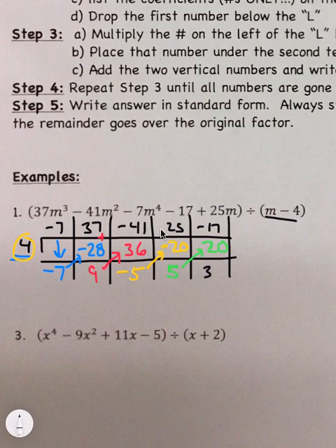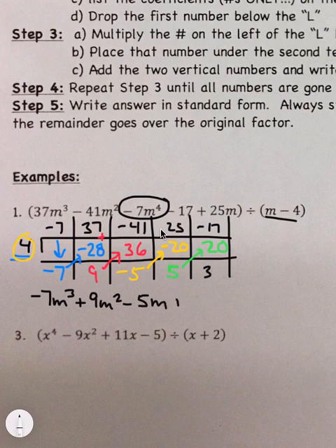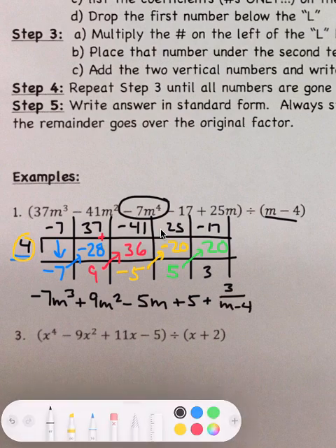So now if you look, we have the numbers -7, 9, -5, 5, and 3. What do these numbers show us? Well, this shows us our answer. Now we always need to start 1 degree less than the highest degree in the problem. So m to the 4th was the highest degree. So our answer is -7m to the 3rd plus 9m squared. We always go decreasing by 1 degree each time. Minus 5m plus 5 plus 3 over m minus 4.